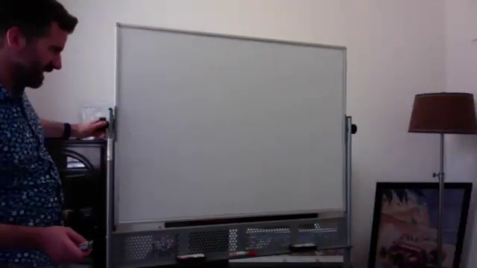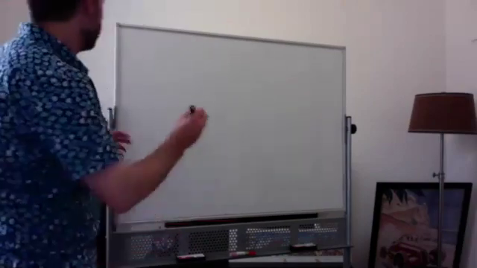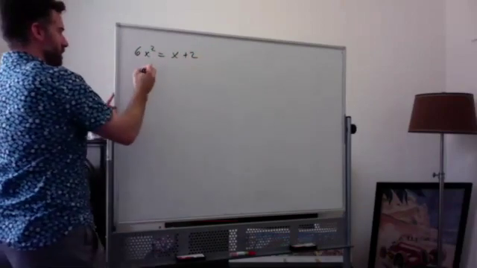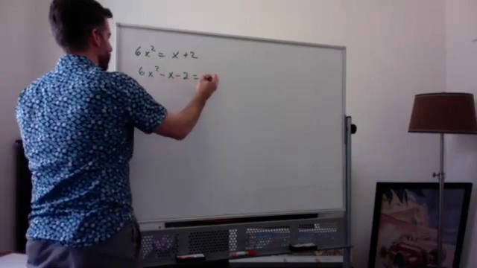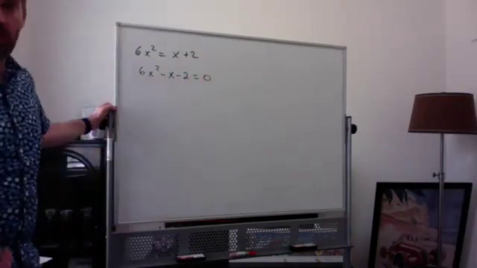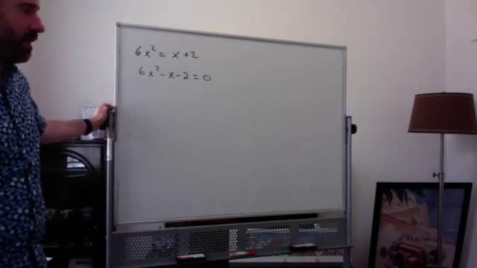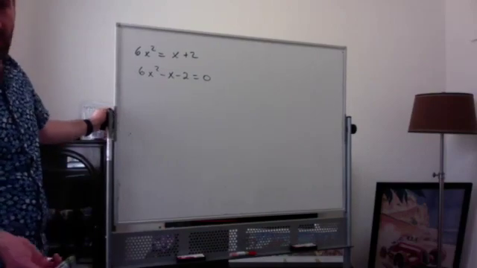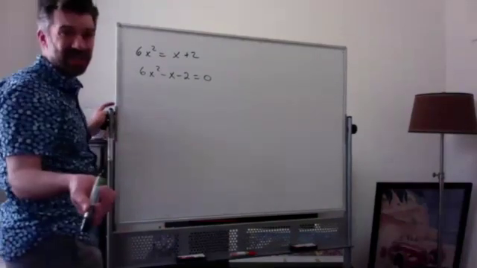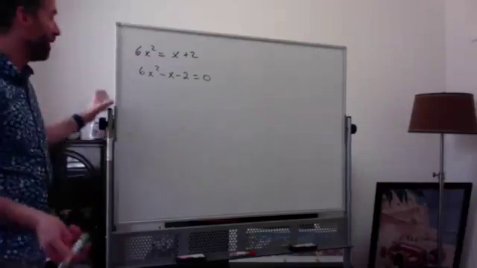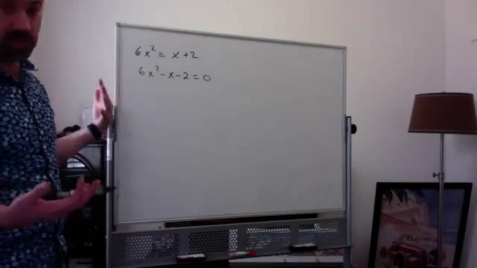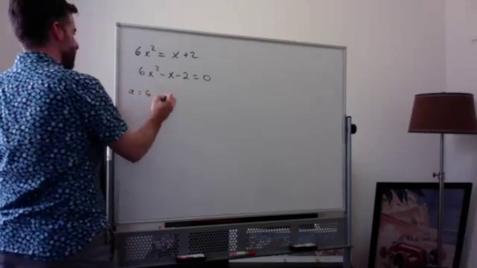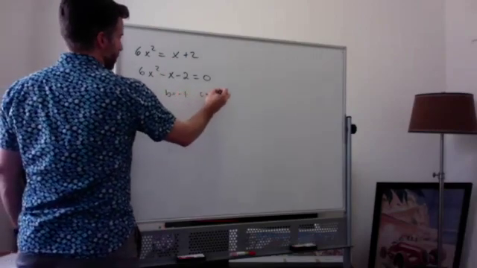Okay, so let's do this last one here. 6x squared equal to x plus 2, which is 6x squared minus x minus 2 equal to 0. We could either use the quadratic formula or try to factor it. I would probably use the quadratic formula here first, because it might not even factor, right? It's totally possible you could have a quadratic that doesn't factor and you have to use the quadratic equation. So this one is going to be a equals 6, b equals negative 1, c equals negative 2.